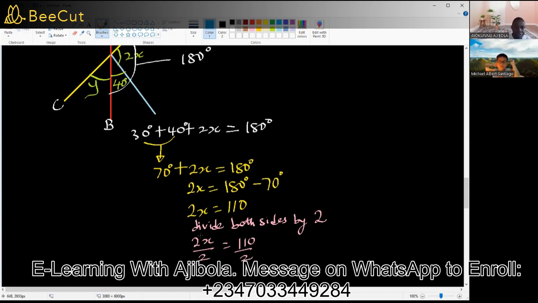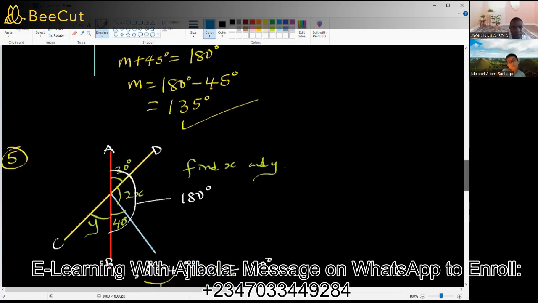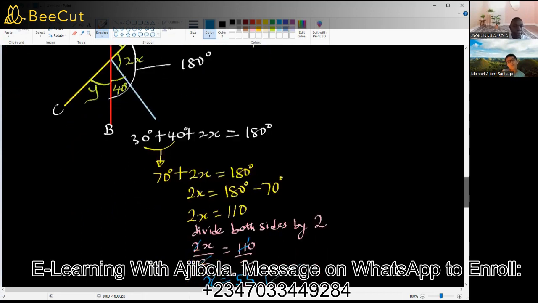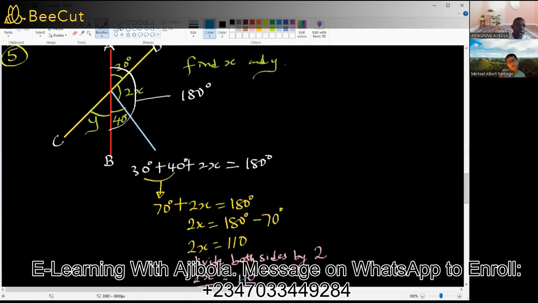We have done division before. So 2 cancels 2, then you have x. What is x now? How many 2 is in 11, Miggy? That's 5, remainder 1. So that's 10. How many 2 in 10? That's 5. So the answer is 55 degrees for x, okay? We have found our x to be 55 degrees. Now it's time to find y. Is that clear?